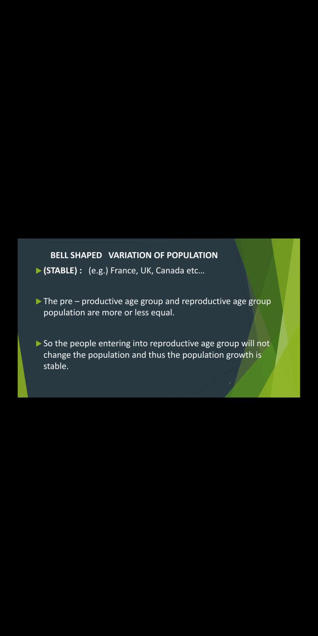Next one, we are going to see the bell shaped variation of population. We can see this kind of population variation in France, UK, and Canada. Here, there will be a stable population. The reason is the pre-productive age group and reproductive age group populations are more or less equal. So, the people entering the reproductive age group will not change the population, and thus the population growth is stable.